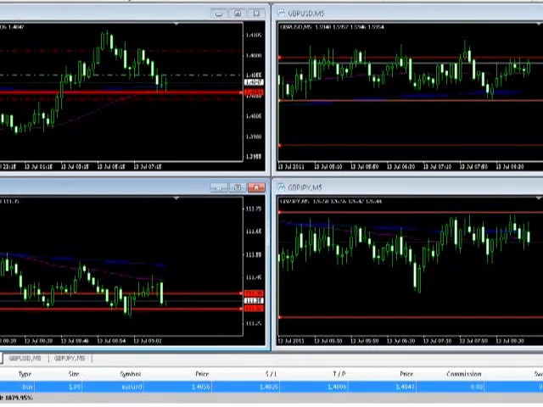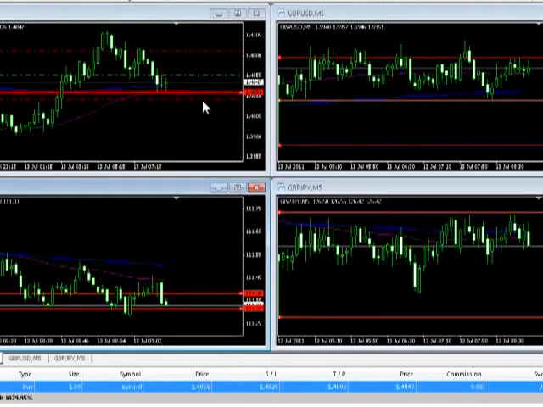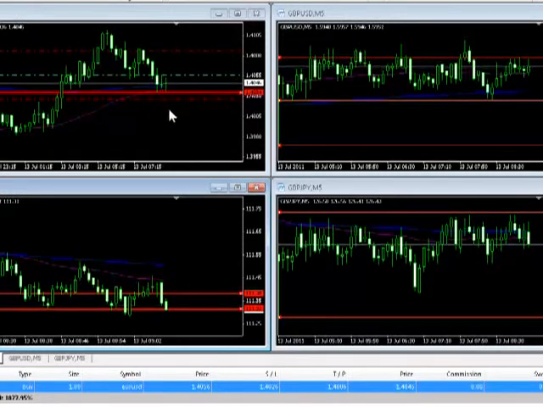Our euro dollar position has already been placed with a stop loss and a take profit, and we'll just wait to see how this trade develops for us. We'll come back to the euro USD to see how this trade developed.